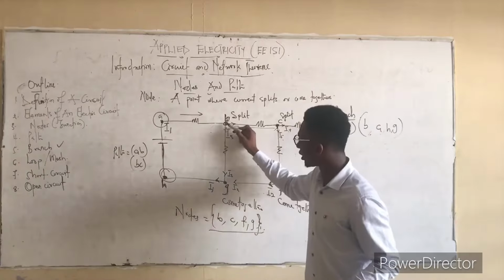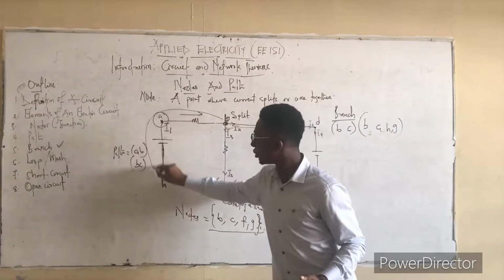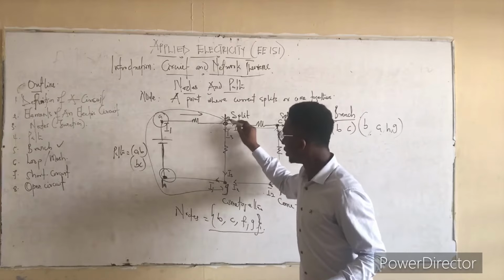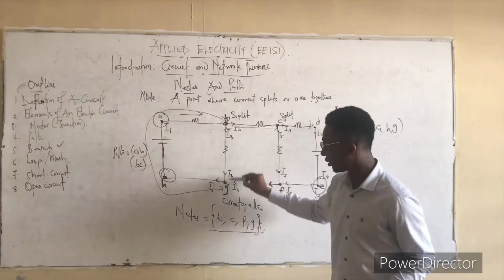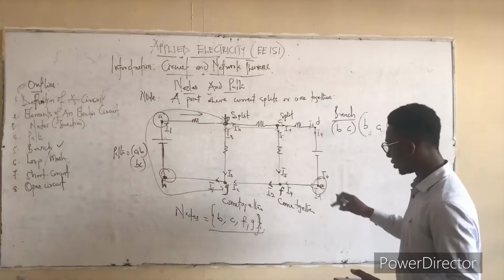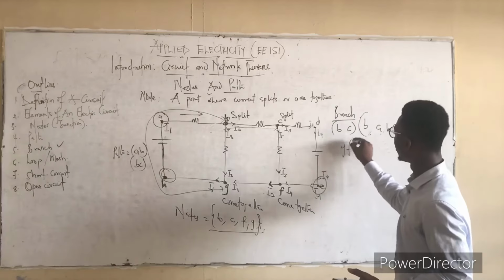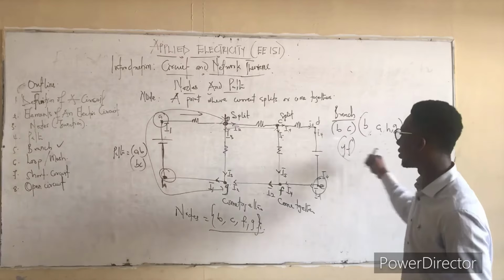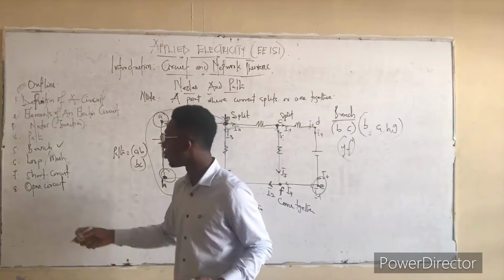Why? Because it is a connection. This whole is a connection between these two nodes, that is B and G. It is also a branch. We can also have G and F, which is also a branch. So any connection that exists between two nodes is a branch.